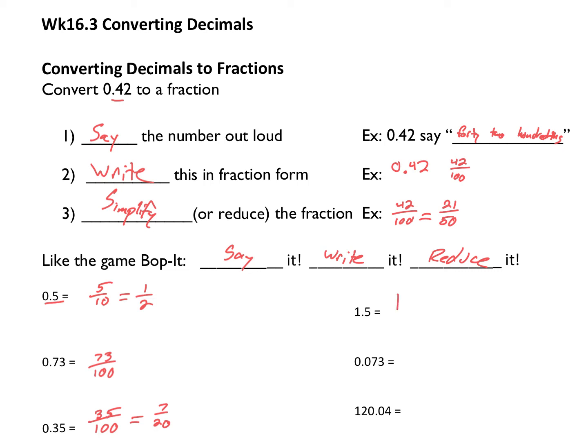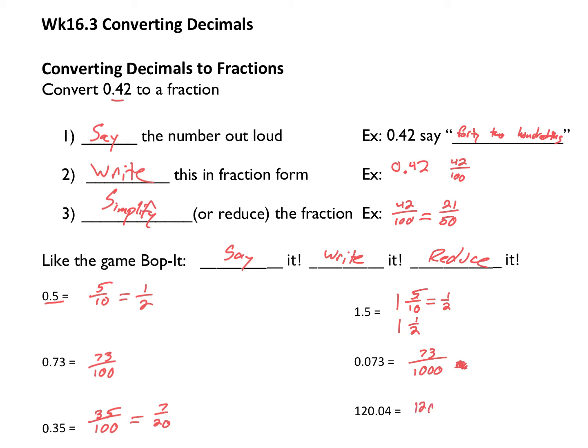Okay, say it. 1 and 5/10. Write it. Reduce it. Well, we can't reduce the 1. 5/10 we can. We can divide both of those by 5 to get to a half. 1 and a half. Say it. 73 thousandths, not hundredths. Write it. Reduce it. Well, 73 is prime still. Not reducing that one.